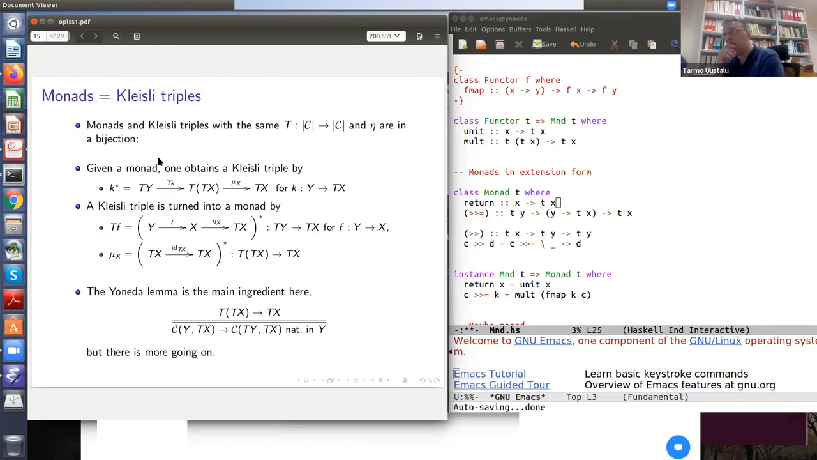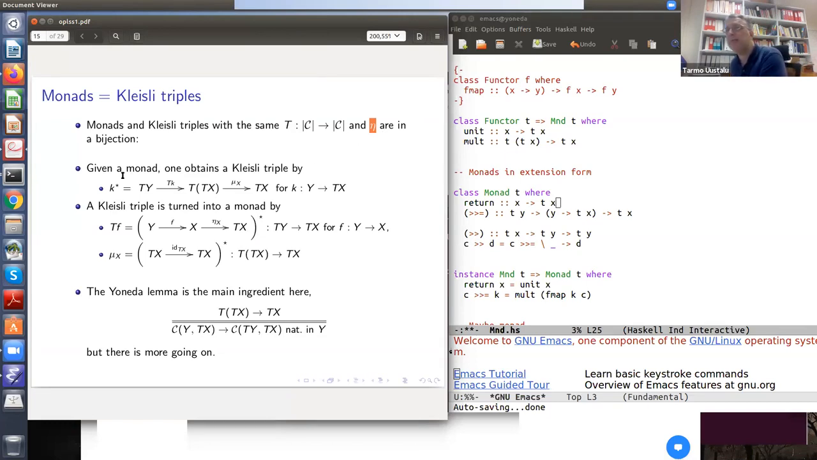That's important for the whole course. So monads and Kleisli triples are the same. What are they the same for? They are the same for shared object mapping. So if T takes objects to objects, then in the case of a monad, I also have to say what it does on maps. In a Kleisli triple, I don't have to. And eta, we also share, this is this family of maps that we call the unit. So monads and Kleisli triples with the same underlying T and eta are in a bijection.